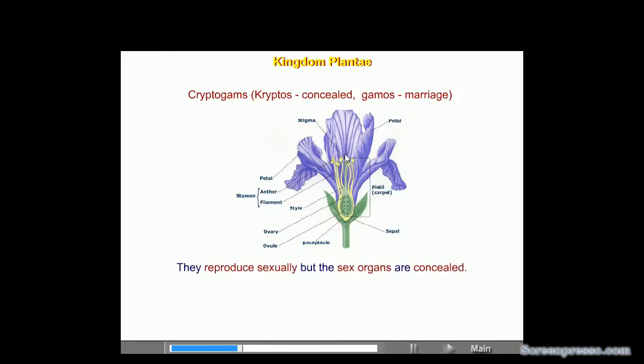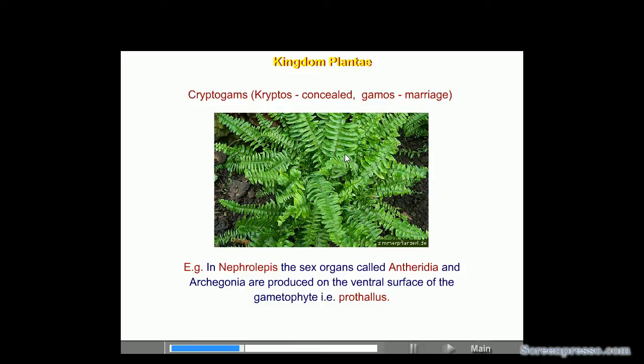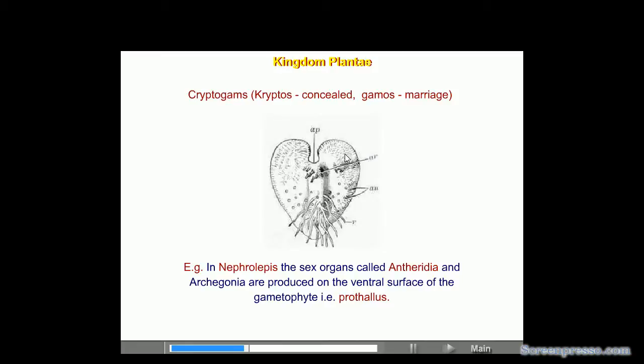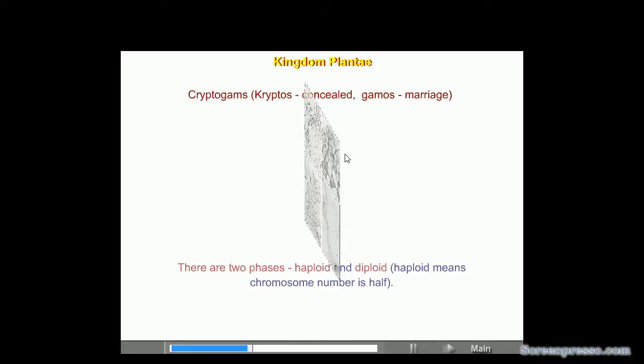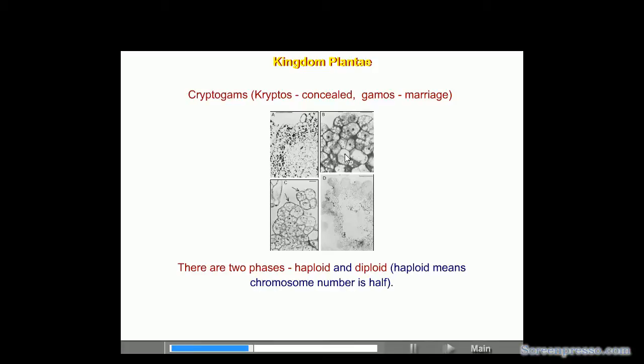They reproduce sexually, but the sex organs are concealed. Example, in Nephrolepis, the sex organs called antheridia and archegonia are produced on the ventral surface of the gametophyte, that is, prothallus. The peculiarity of the cryptogams is that they show alternation of generations in their life cycle. There are two phases, haploid and diploid. Haploid means chromosome number is half.